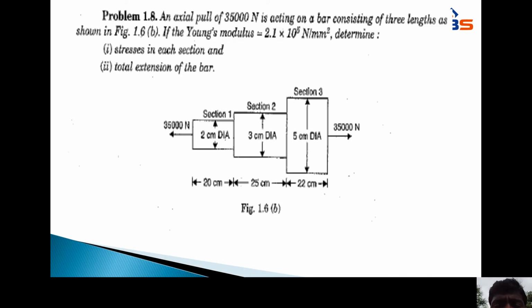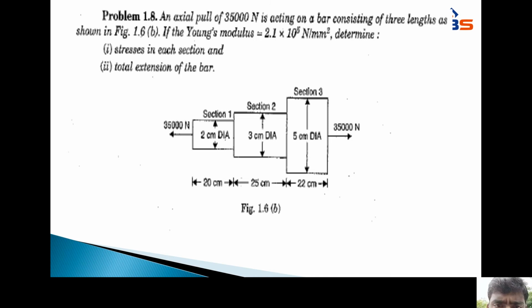This is problem number 1 of bars of varying cross sections. An axial load of 35,000 newtons is acting on a bar consisting of 3 lengths as shown in the figure. Young's modulus equal to 2.1 into 10 power 5 Newton per mm square. Determine stresses in each section and the total extension of the bar.